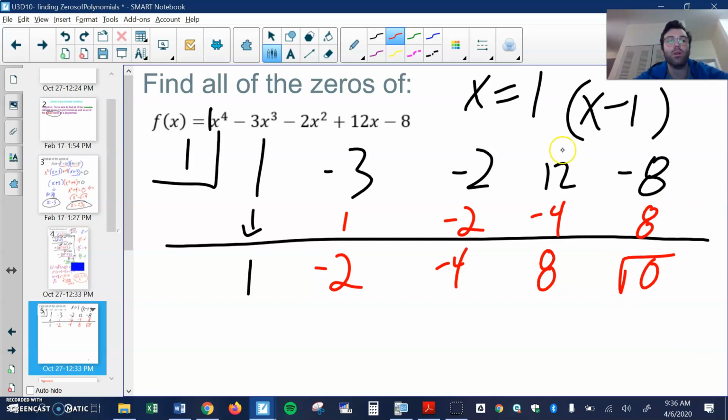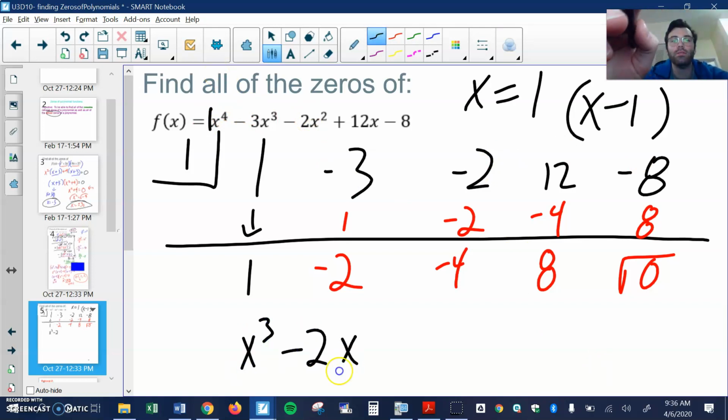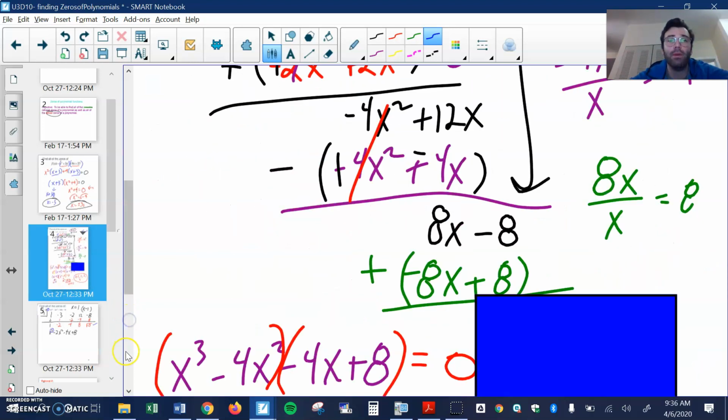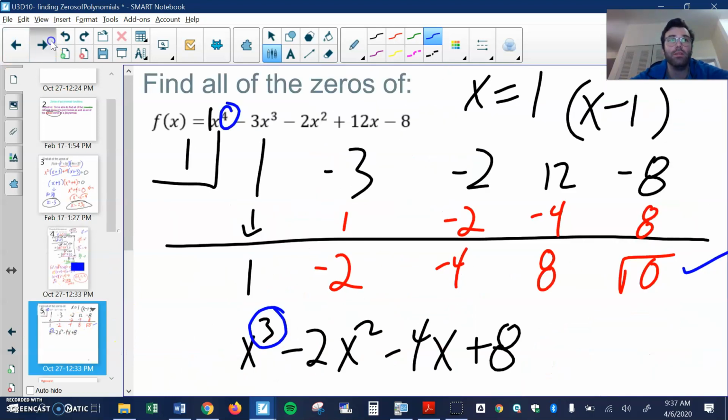So from here, since this is x to the 4th, that means this is x cubed minus 2x squared minus 4x plus 8. So notice how this is always going to be 1 less than the degree of my original polynomial. Whatever comes out here, our result, if this is a 0, that's a good thing. That means 1 was an actual root. And then I could 2 by 2 group that by factoring. But I already did that here, so I'm not going to redo that work.